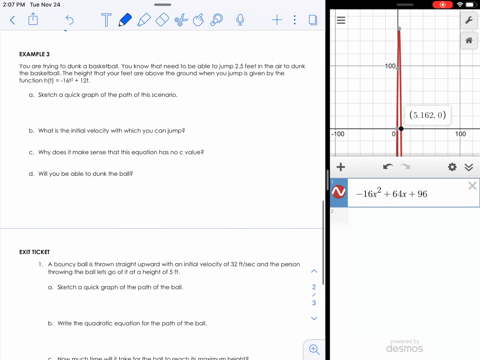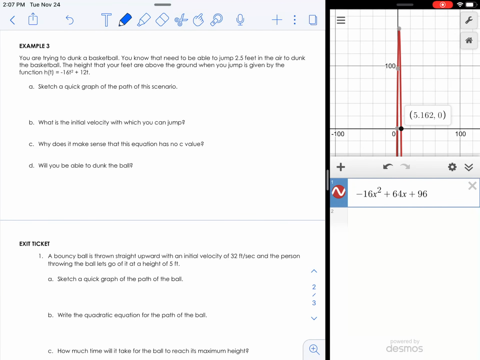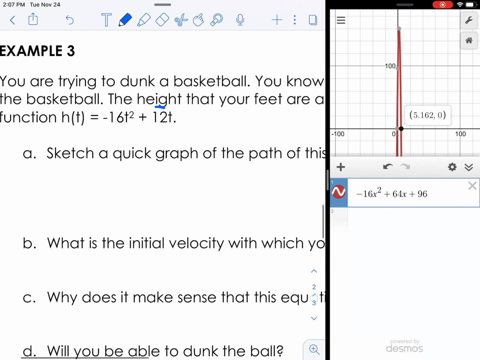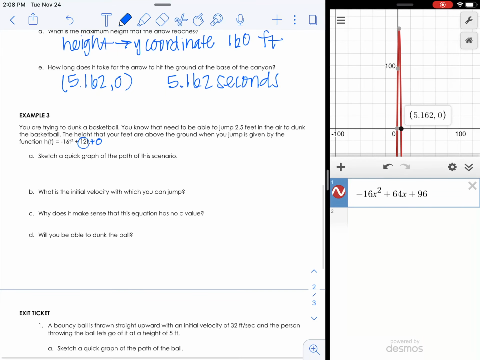Okay. Now, example 3, you are trying to dunk a basketball. You know that you need to be able to jump 2.5 feet in the air to dunk the basketball. The height that your feet are above the ground when you jump is given by the function h of t equals negative 16t squared plus 12t. So your initial velocity must have been 12. And then notice we have 0 there afterwards because your feet start on the ground at 0.